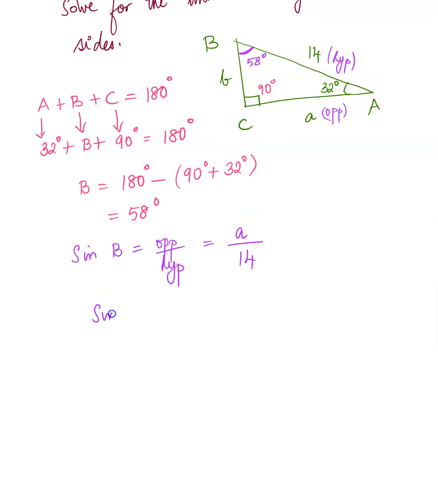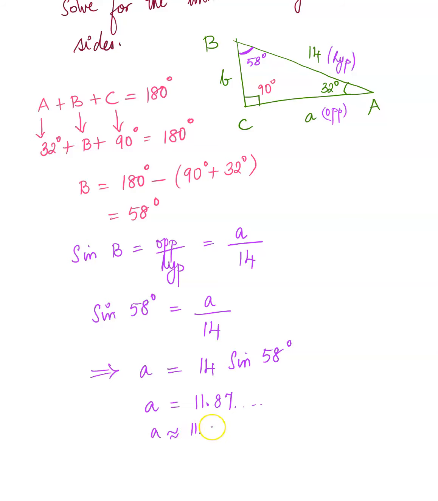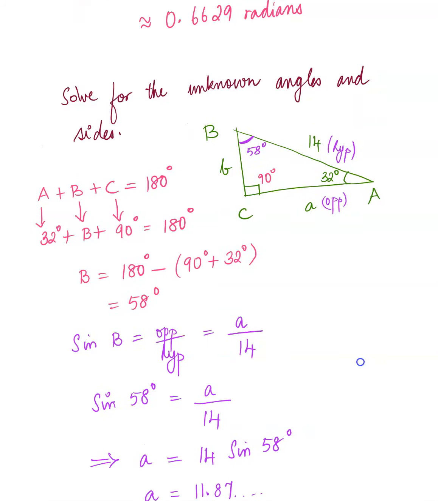But we just found angle B to be 58 degrees. Sine 58 degrees equals A over 14. Now we can solve for A by multiplying both sides by 14, which implies that A is 14 times sine 58 degrees. Go ahead and compute this. Do you get A? Lowercase a. This comes out to be 11.87. Let's go down. We'll approximate it to 11.89. It didn't give us anything, so I'm just rounding it.